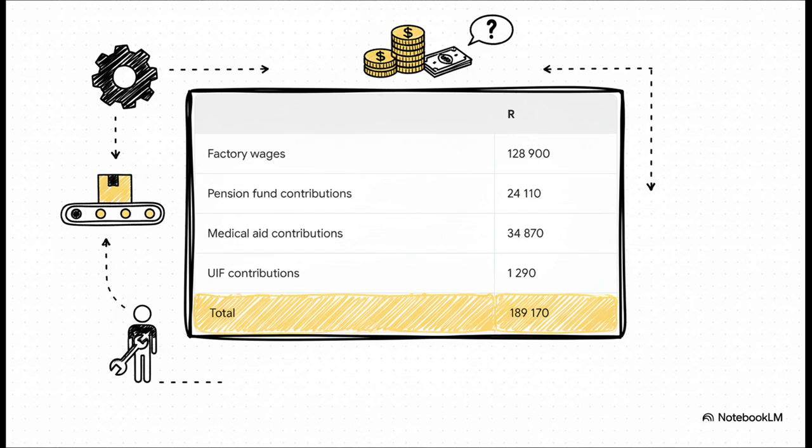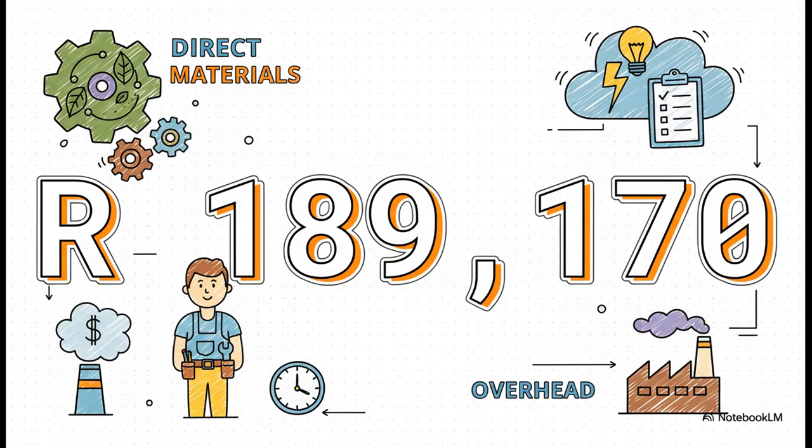To get this number, we add up not just the basic factory wages, but also all the other related employee costs, like pensions and medical aid. This gives us the total cost of our hands-on workforce. Which brings us to our second key figure, $189,170. Perfect. We've now accounted for all the materials and all the hands-on labor. Just one piece of the puzzle left.